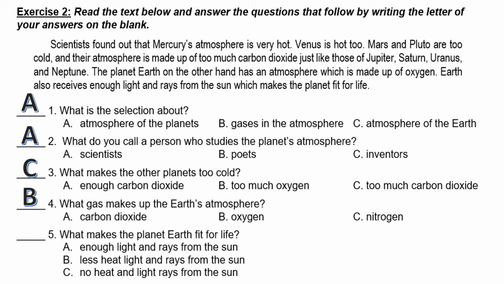And the last one, number 5. What makes the planet Earth fit for life? A. Enough light and rays from the sun. B. Less heat, light, and rays from the sun. Or letter C. No heat and light, rays from the sun. The answer is letter A.